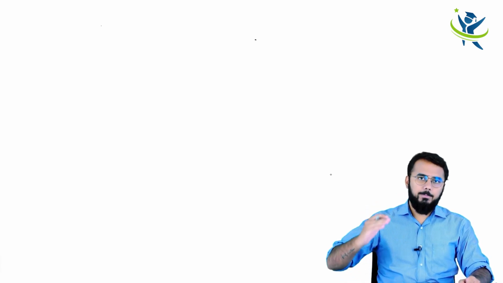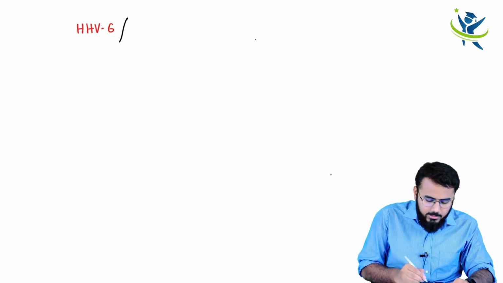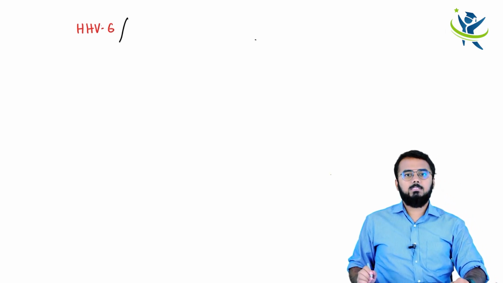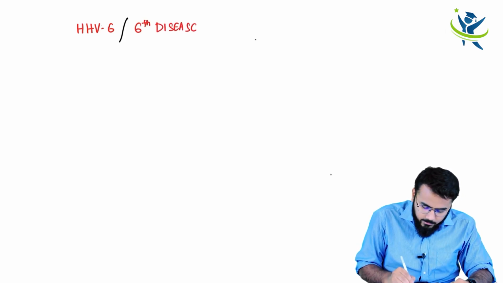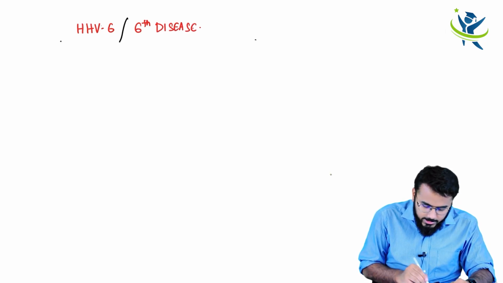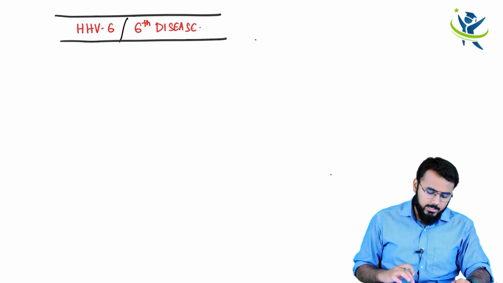Hello guys, so now we shall be discussing the herpes virus, right? The next group of herpes virus is human herpes virus 6. So we shall be discussing human herpes virus number 6. What is the other name for this, guys? The other name for human herpes virus 6 is sixth disease. Let us discuss what HHV-6 is and the important things regarding this.